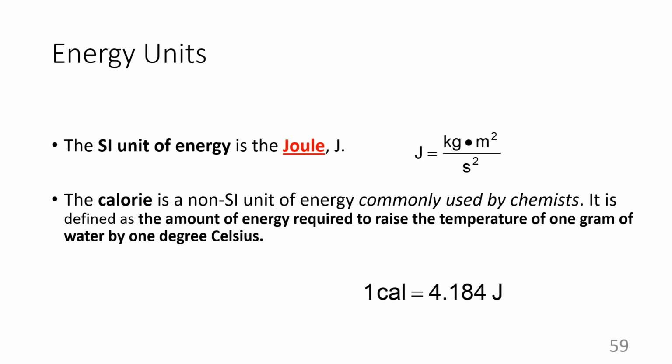The SI unit of energy is the joule. The joule is a derived unit from three different fundamental units. It is equal to a kilogram times a meter squared per second squared. Now, we do have a non-SI unit that's often used in chemistry called the calorie. And it is defined as the amount of energy required to raise the temperature of 1 gram of water by 1 degree Celsius. How does that relate to the joule? There are about 4.18 joules in one calorie.